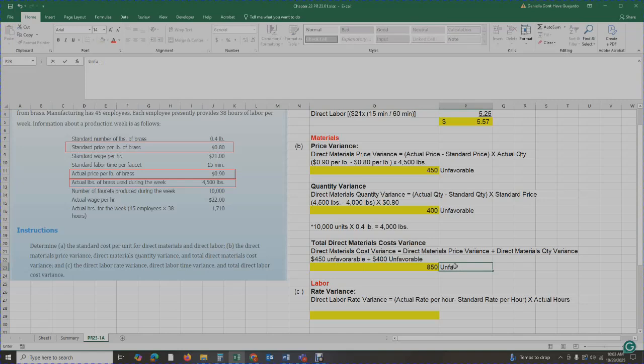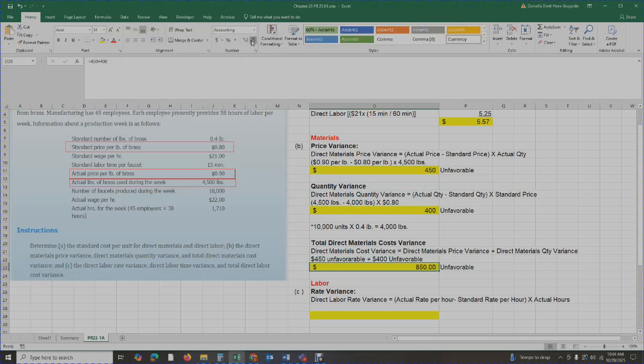I cannot spell favorable today. Unfavorable. There we go. Now let me put these in dollar signs, because these are dollars. $450 unfavorable, $400 unfavorable, $850 unfavorable. So we have an $850 unfavorable variance for materials, for your total direct material cost variance. So what does that mean? That means that we are spending more money than what we had anticipated in materials.